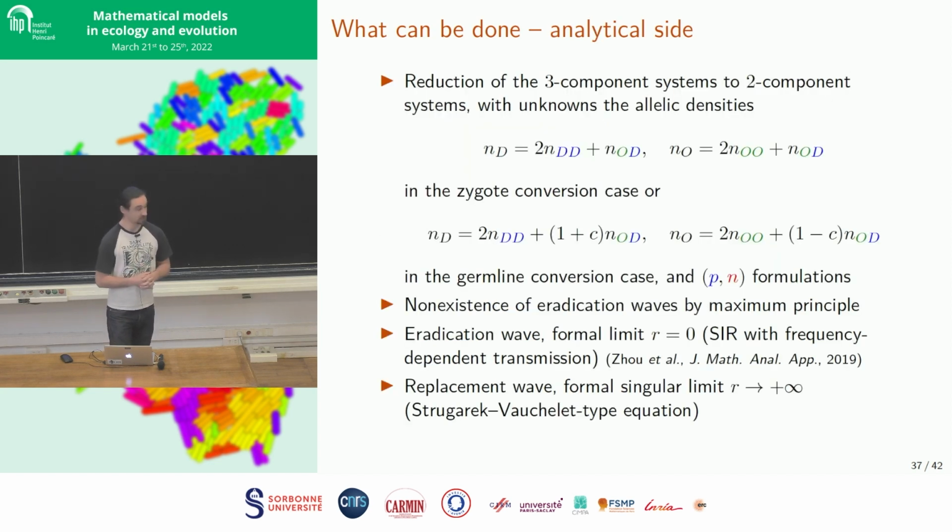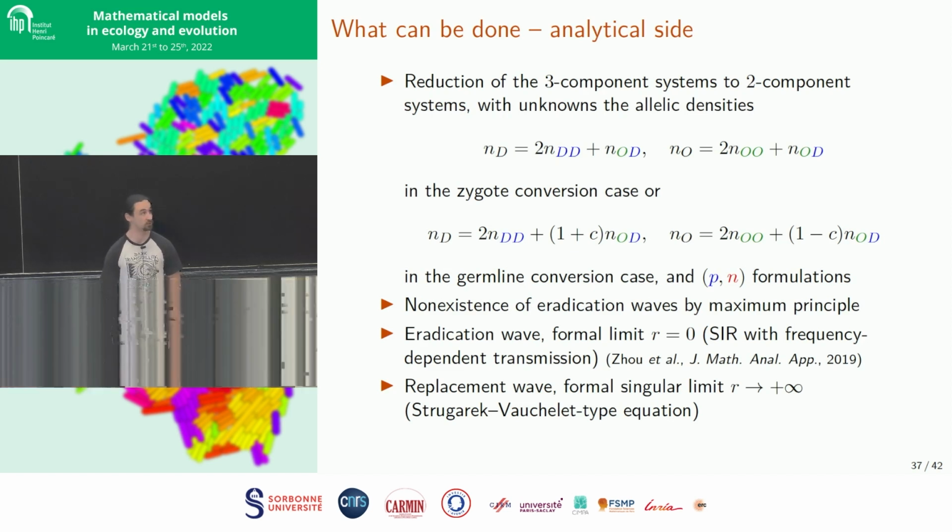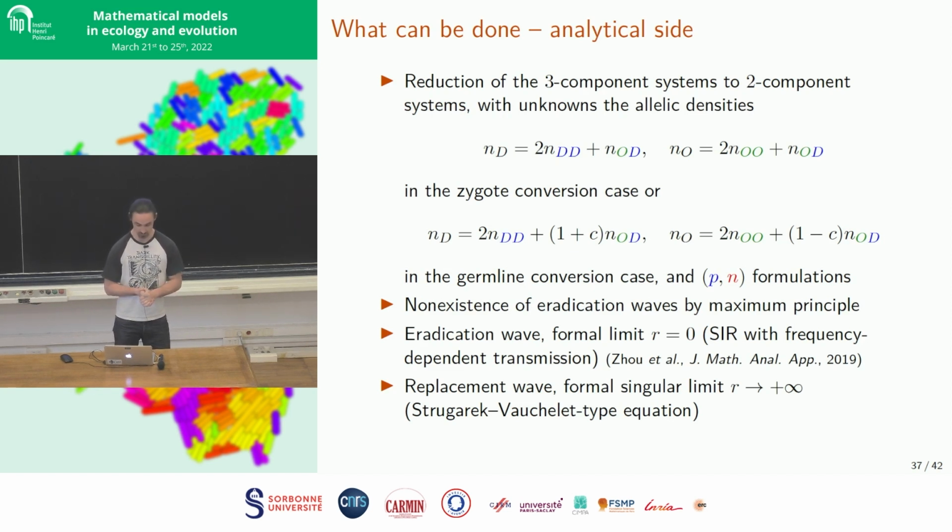What can we do analytically? We can reduce the two three-component systems to two-component systems by considering the allelic densities instead of the population densities. And once you have these two new two-component systems, you can repeat the transformation to have proportion, frequency, and total population formulations, so PN formulations. Once you have these systems of two equations, you can repeat the maximum principle argument for the non-existence of eradication wave.